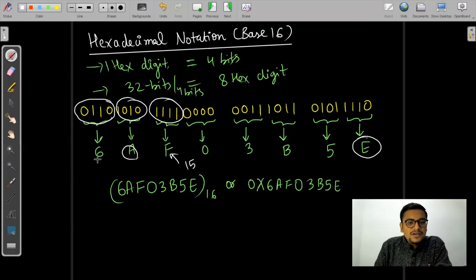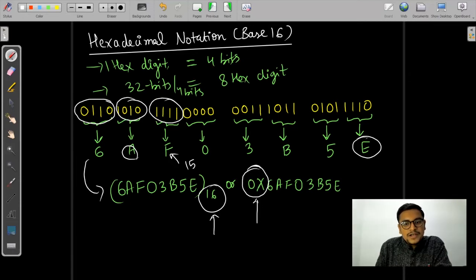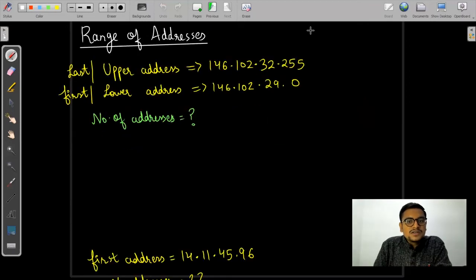And when we get the hex digits out of these 32 bits, we represent it in this form, like to the base 16. This base 16 denotes that it is a hexadecimal form or hexadecimal notation. Or what we do is we add a prefix of 0 and x before this whole number to represent it as a hexadecimal notation. Moving on, we have something else that we call the range of address.